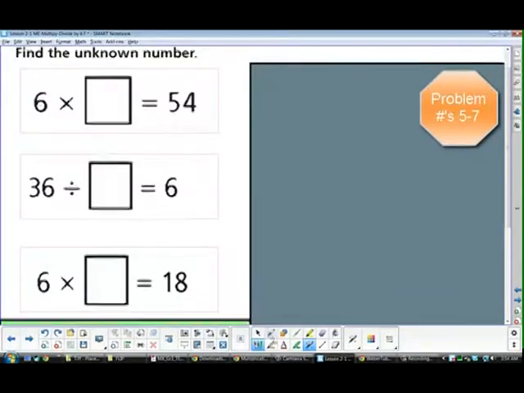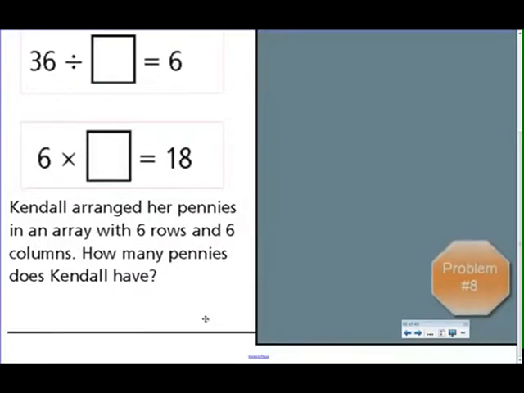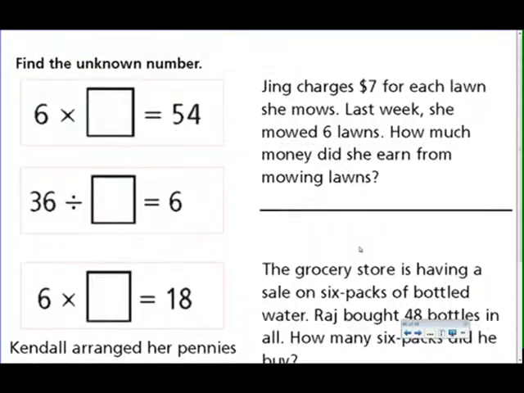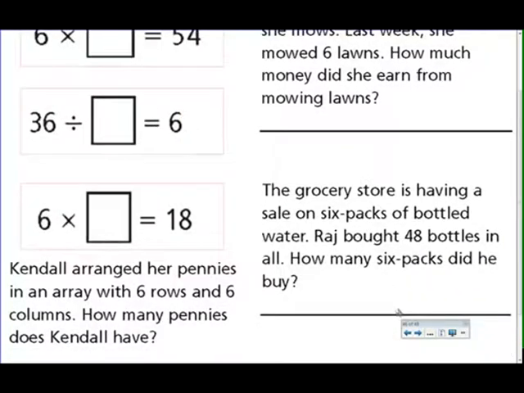Pause the video there. Kendall arranged her pennies in an array with 6 rows and 6 columns. How many pennies does Kendall have? And these 2 problems. Jing charges $7 for each lawn mow. How much money does she earn? And the last one, problem number 10, the grocery store is having a sale on 6 packs of bottled water. So you have 10 problems to do tonight.